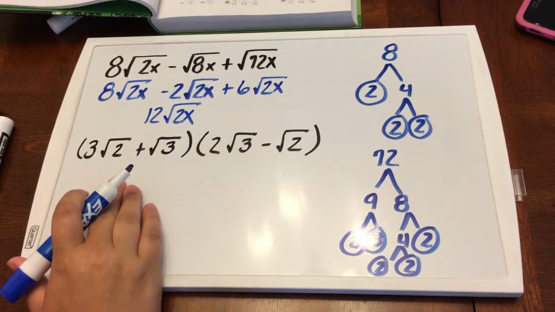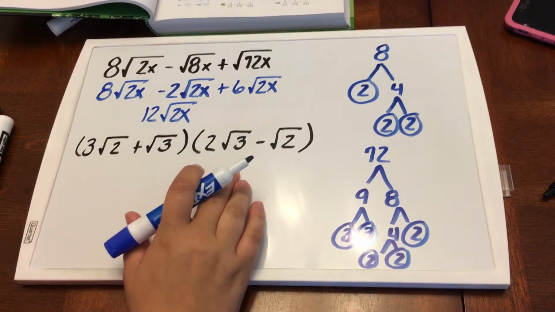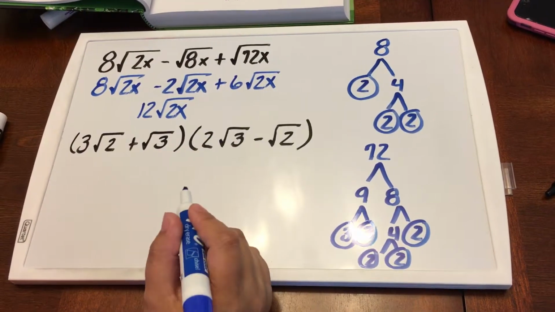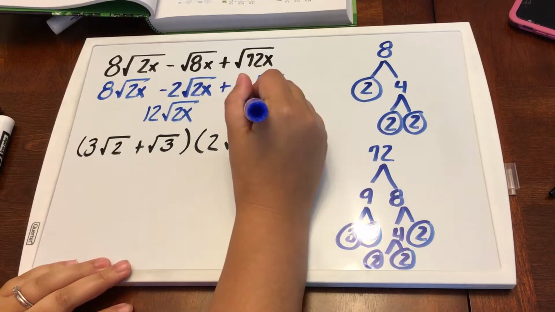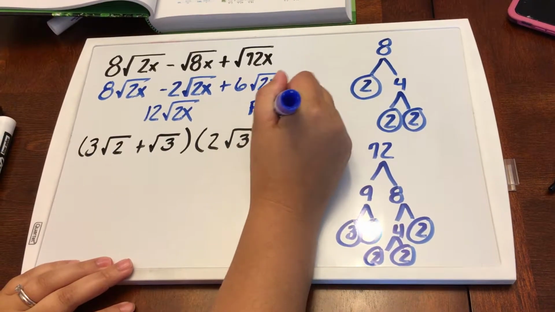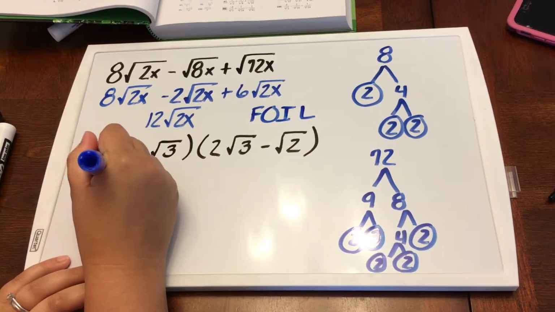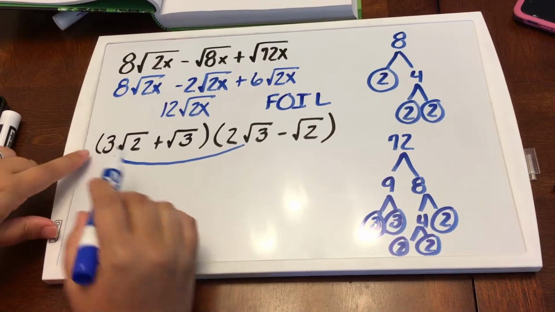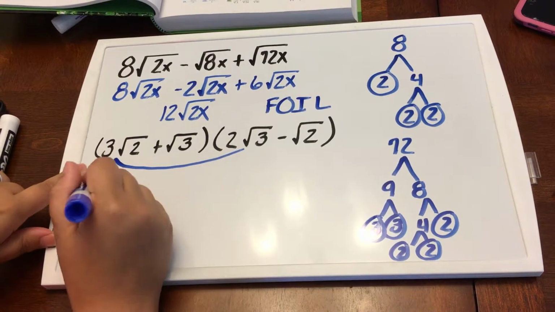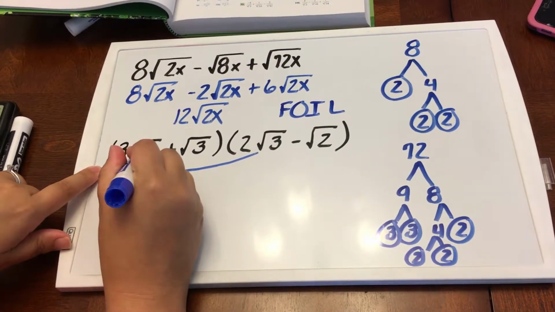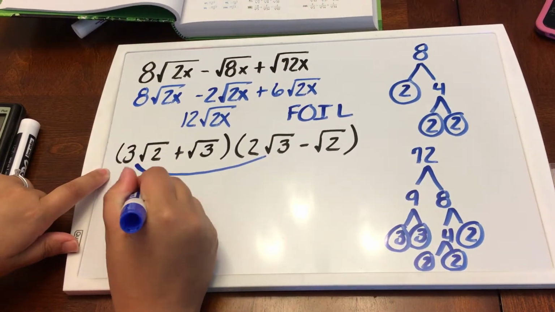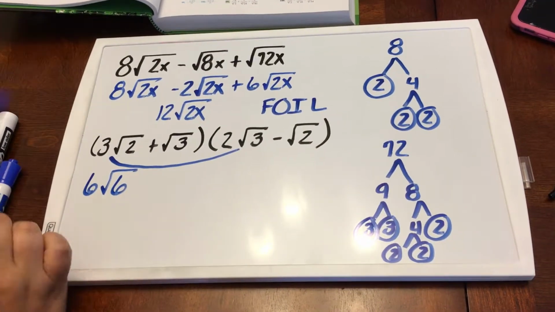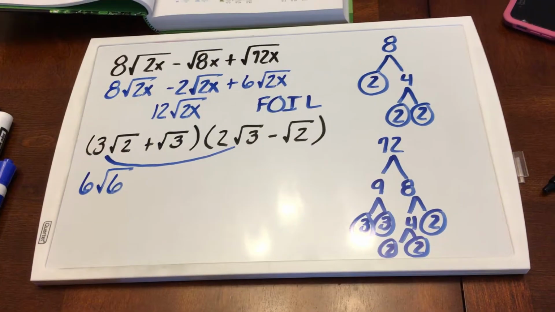Now the next problem is a binomial times a binomial with radicals. So it looks really bad, but it's really not that bad. Remember FOIL. F stands for first terms. So I'm going to do 3 square roots of 2 times 2 square roots of 3. 3 times 2 on the outside is 6. And the square root of 2 times the square root of 3 is square root of 6. Remember, you do outside numbers with outside numbers, inside numbers with inside numbers.